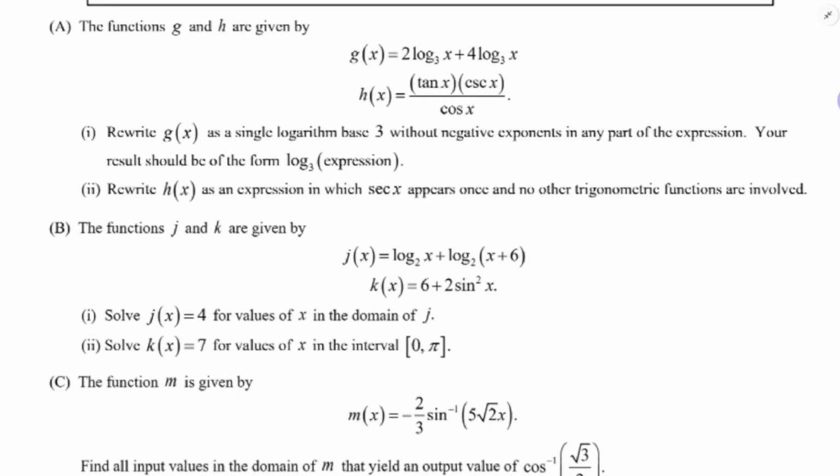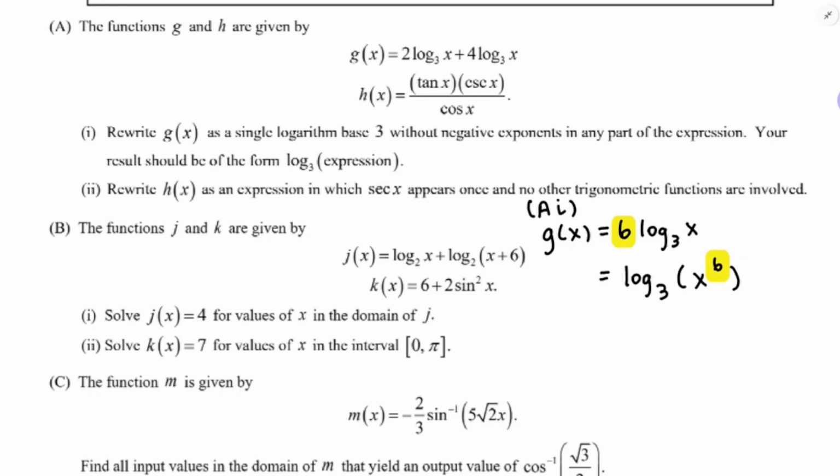All right, well, if we've got 2 logs plus 4 logs, that would be a total of 6 logs. So g of x is going to equal 6 times the log base 3 of x. And then single logarithm base 3 without negative exponents. Okay, well, we are going to need to work on that 6, make that an exponent, so that's going to be log base 3 of x to the 6. It's one of our log properties that we absolutely must know for this exam. Okay, and that's going to be my answer to A1.